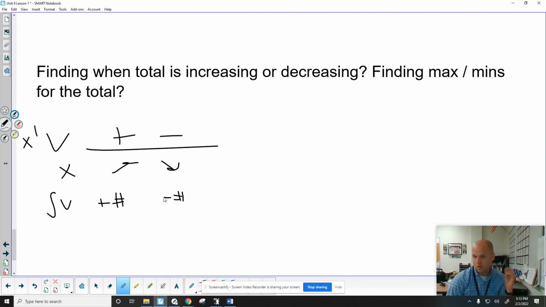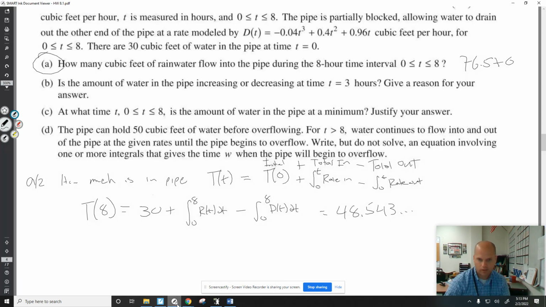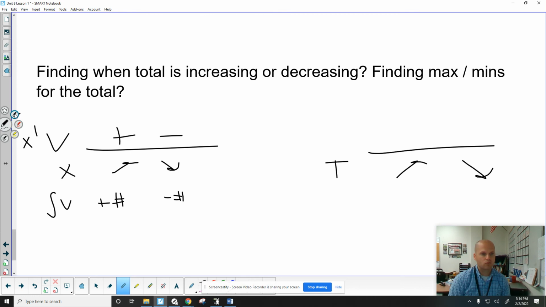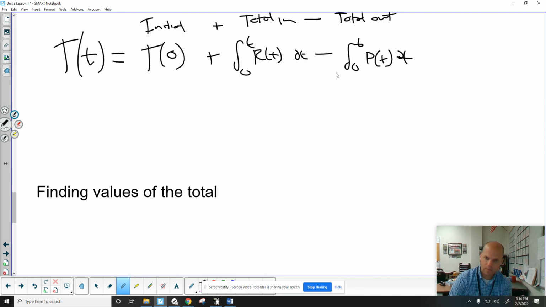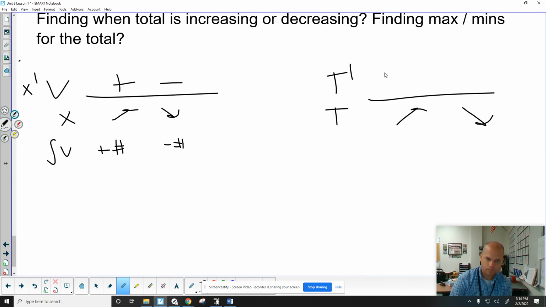Great. Here's our problem. I've got T, my total. I've got to figure out when my total amount of water is increasing or decreasing. Let's read the next question. Is the amount of water in the pipe increasing or decreasing at t equals 3? Okay. Well, I need to look at the derivative of the total, T prime. I need the velocity of my total.